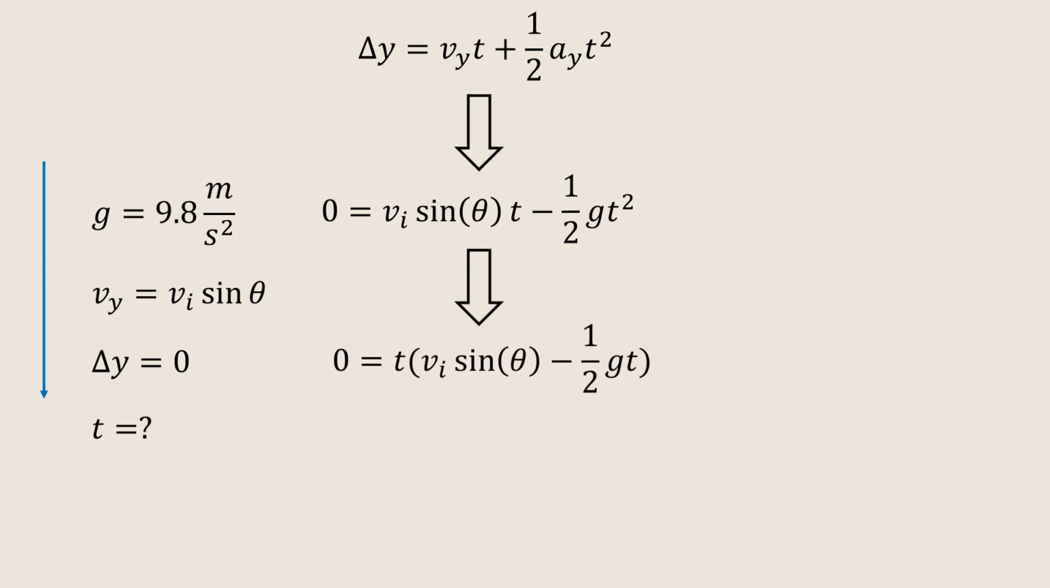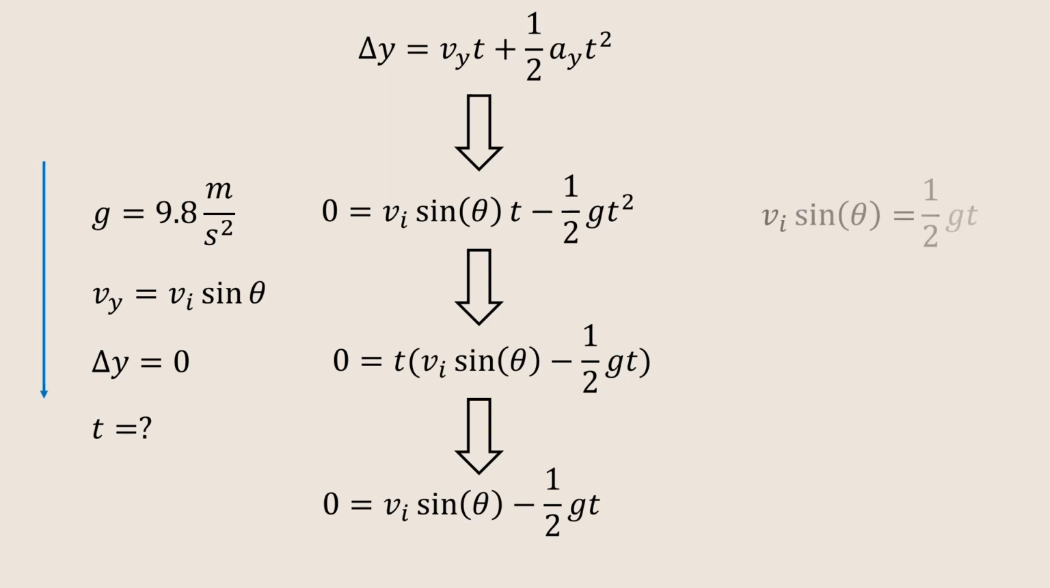Notice the negative here, implying that acceleration is in the negative direction. From here, we can pull out one of our t's. Pulling this out and changing this into t to the first yields t times initial velocity sine of theta minus 1/2 gt. From here, we have 0 equals initial velocity sine of theta minus 1/2 gt. This is just 0 equals the inside of these parentheses. From here, we can rearrange the inside of the parentheses to get initial velocity times sine of theta equals 1/2 gt by adding 1/2 gt to both sides.